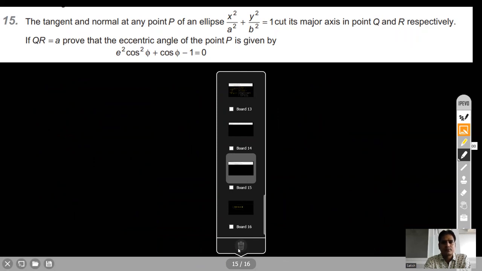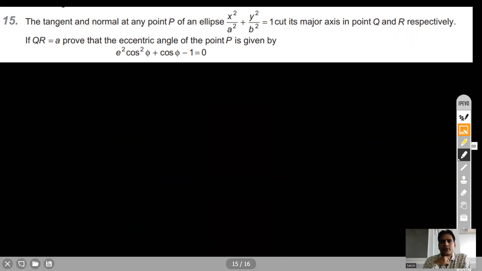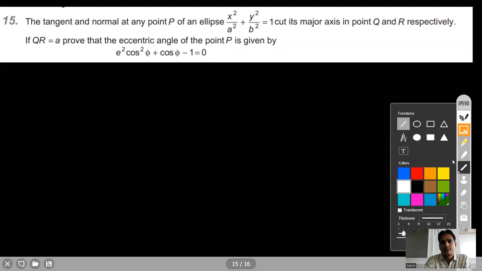Okay. This is the last question, I think. Okay. Let's finish it. The tangent and normal at a point P of an ellipse cut its major axis in Q and R respectively. If QR is equal to a, prove that the eccentric angle of the point P is given. So basically, we have to take a point P and we have to write the equation of normal and tangent at the same point.